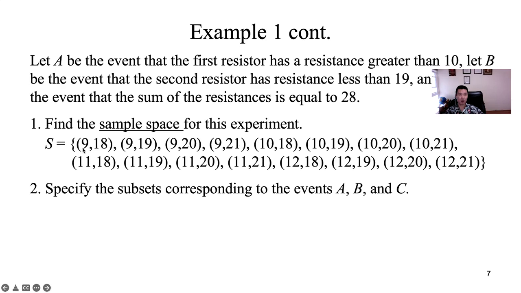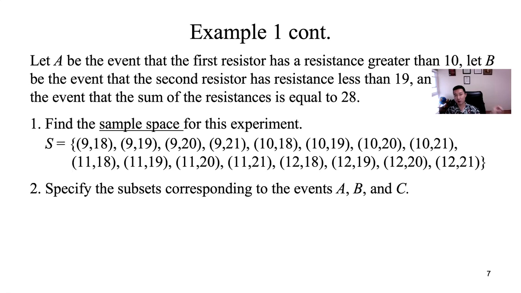So let's look at the first four. When the first resistor from the first box is 9, we could have 9-18, 9-19, 9-20, and 9-21, right? If in the first step we get a 10 from the first box, then we also have 18, 19, 20, and 21. If the first is 11, we also get 18, 19, 20, and 21, and so it is when the first resistor is 12.